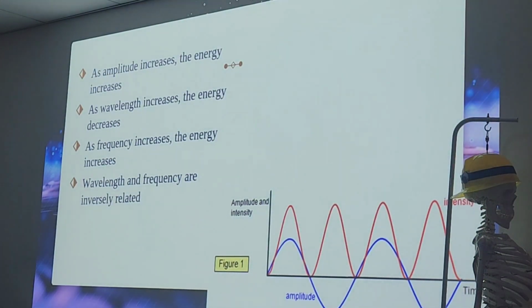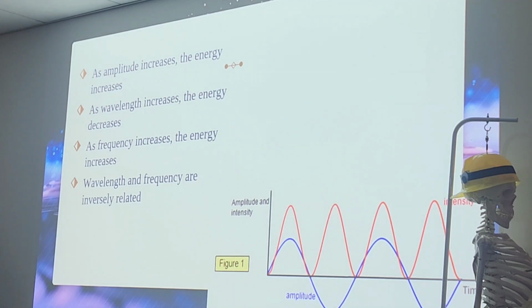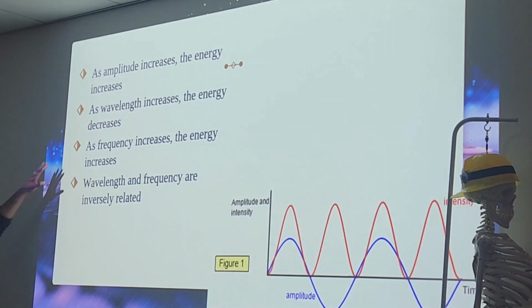So, some relationships that you have to understand. Amplitude, what did we say amplitude was? The distance from the line at the bottom to the top of the mountain. Correct. As amplitude increases, the intensity of the energy increases. Compared to radio waves, will X-rays have a higher amplitude or a shorter amplitude? Higher, because X-rays are more intense, higher energy.